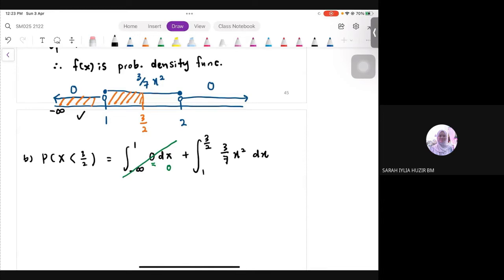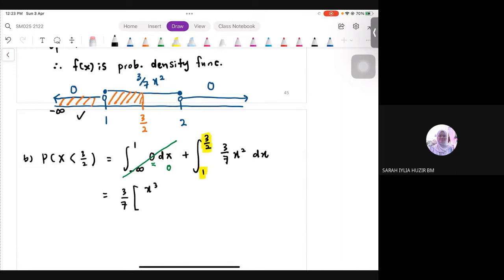So the main key point here, kita nak tengok our integrate from 1 up to 3 over 2. And you choose the correct function. Which function given in the question? 3 over 7 x squared. Okay, so now process this function. 3 over 7 as before is a constant.